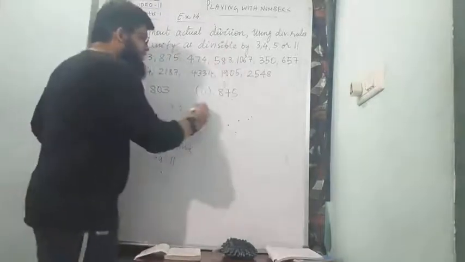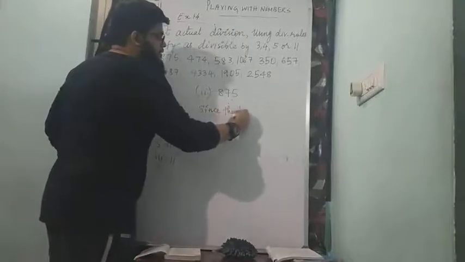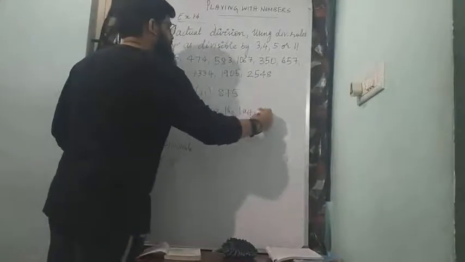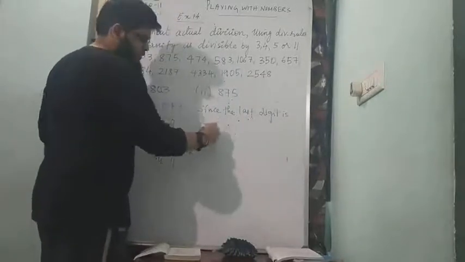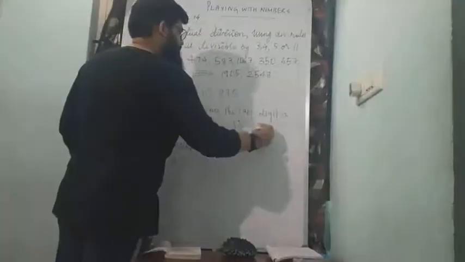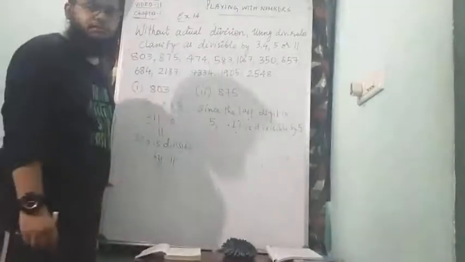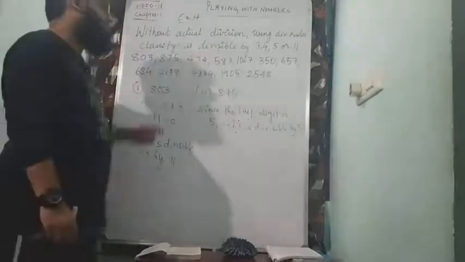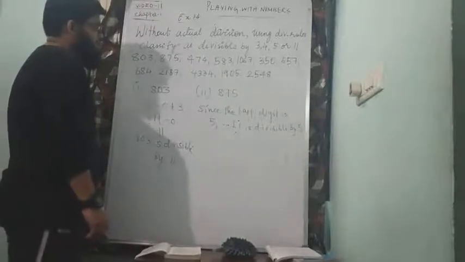You can tell, since the last digit is 5, therefore it is divisible by 5. I hope you have understood. Try out other questions like that. Maybe I'll try one more if you want. So which one should I try?